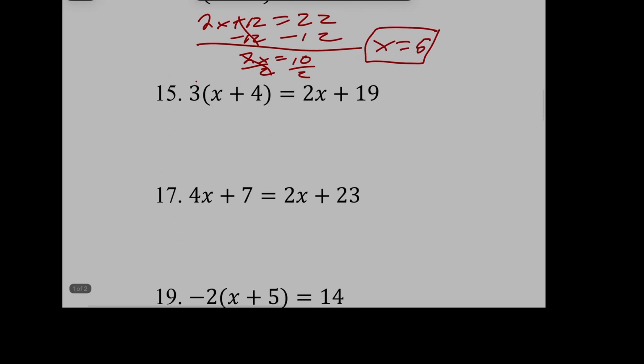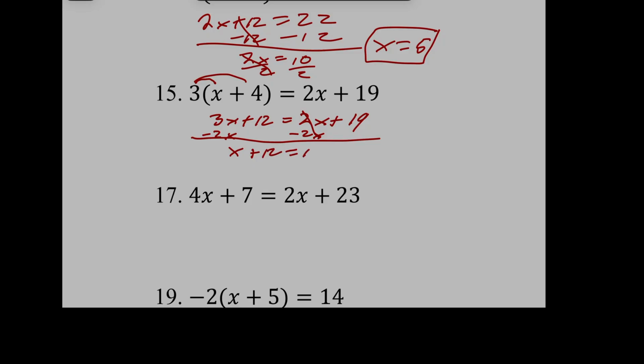Number 15, I'm going to start by distributing this across. I'm going to get 3x plus 12 equals 2x plus 19. Now, once I did the distributive property, what kind of a problem do I have? Well, now I have a variable on both sides. I'm going to subtract the 2x from both sides. What's 3x minus 2x? It's 1x, or just x. Plus 12 equals 19. Well, look, that now turned into a one-step problem. All I have to do is move that 12 out of the way of that x, and now I just get x equals 7.